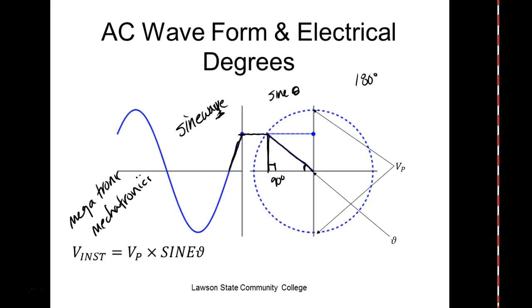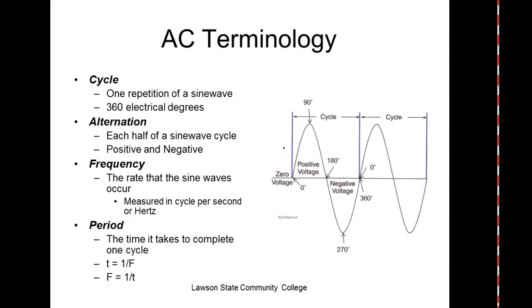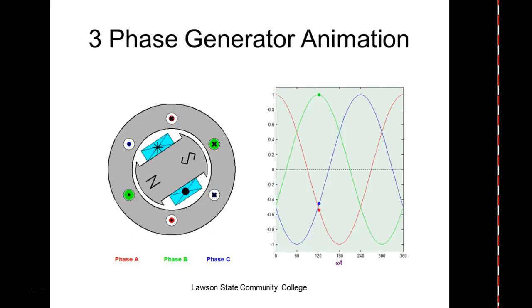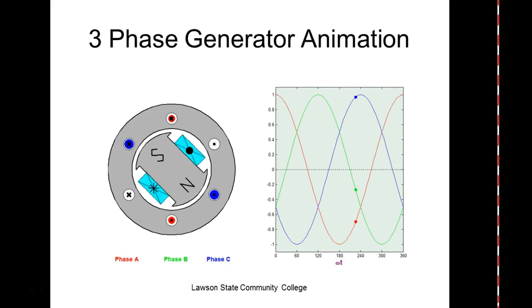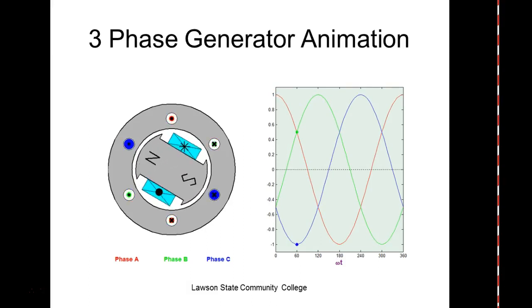So this is called a sine wave. This is what Alabama Power generates. And we talked about cycles, right? We talked about alternations, frequency. We talked about that, right? Three-phase power generates 3 different waveforms that are 120 electrical degrees apart.